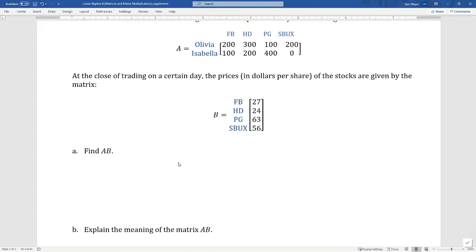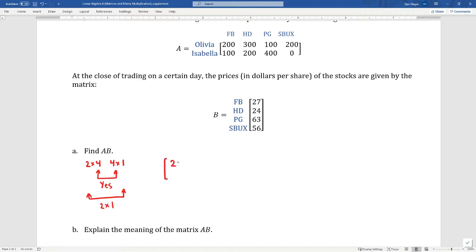So A is a 2 by 4 matrix, 2 rows and 4 columns. B is a 4 by 1 matrix, 4 rows and 1 column. It's a column matrix. And our middle entries match, so we can do this multiplication. The outer dimensions tell us that A times B is going to be a 2 by 1 matrix.